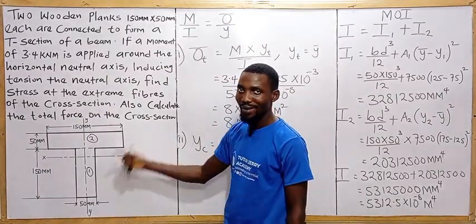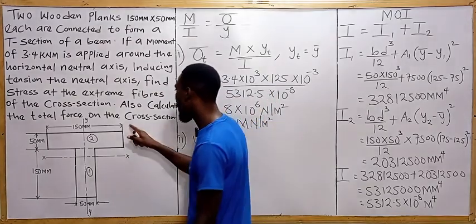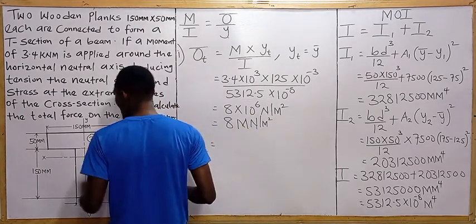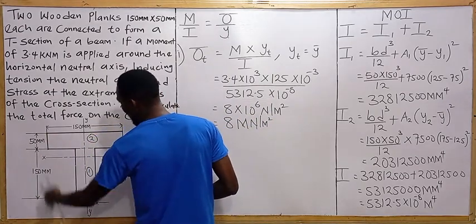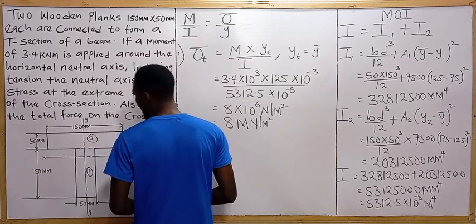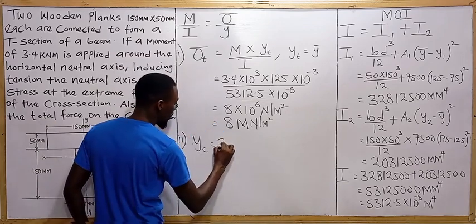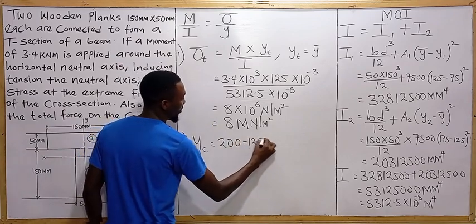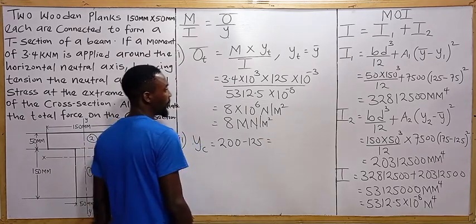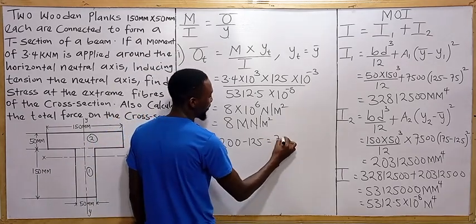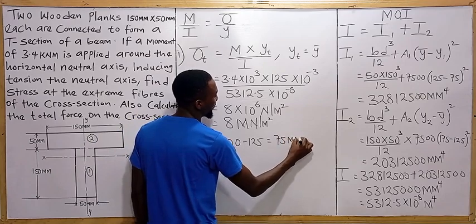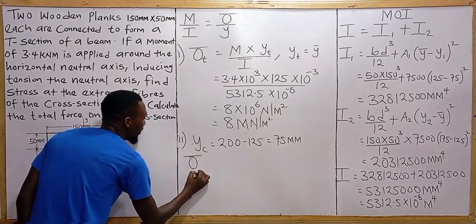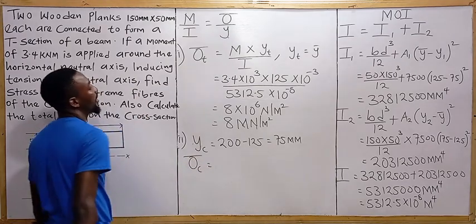Which is also our y bar, right? So for us to get our y subscript from the top to the neutral axis, it is going to be the total depth of the I section, which is 200. So 200 minus 125 is 75 mm. All right, so now we can therefore calculate our compressive stress.